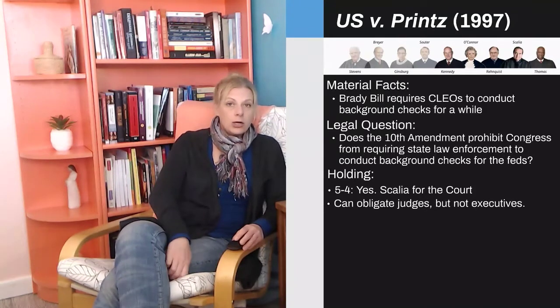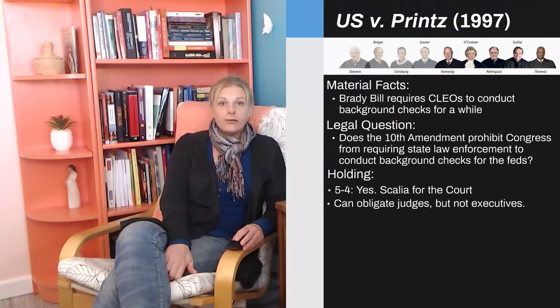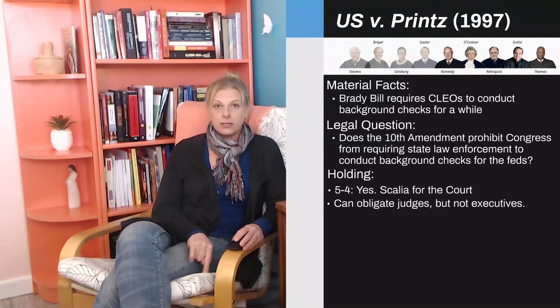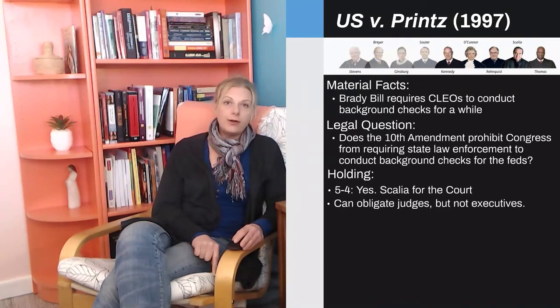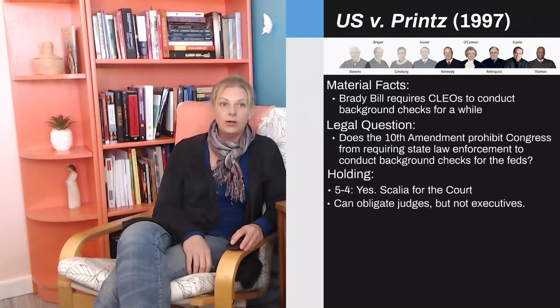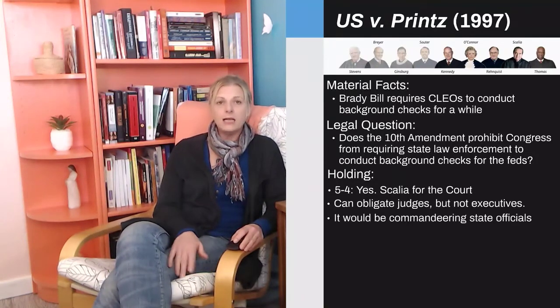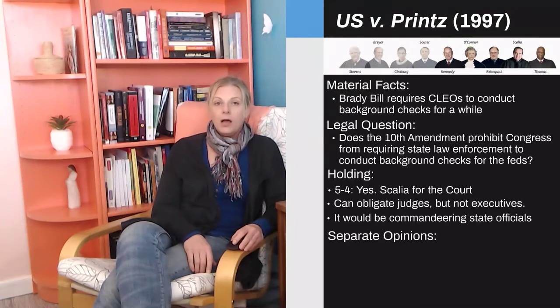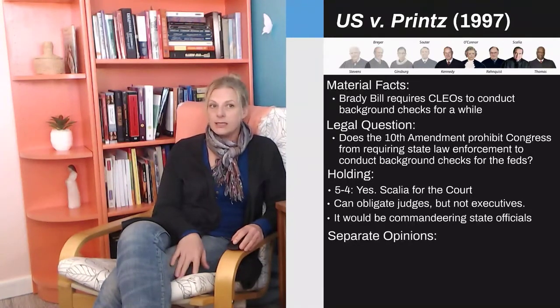And Scalia notes that, of course, the federal government can obligate judges, because that's actually written directly into the Constitution. But he argues that there isn't a similar allowance in the Constitution for the federal government to obligate executives to carry out federal policy. And again, he argues that to do this would be commandeering state officials to do the work of the federal government. Now, there are quite a few separate opinions here.